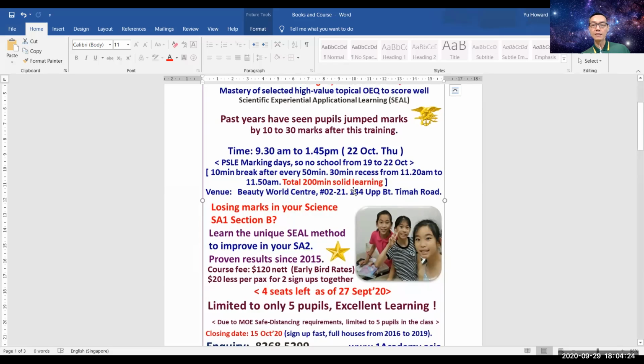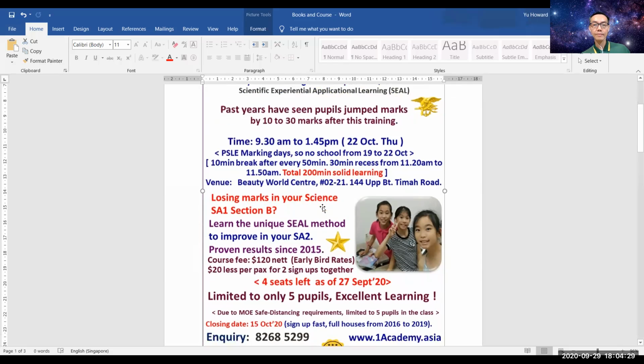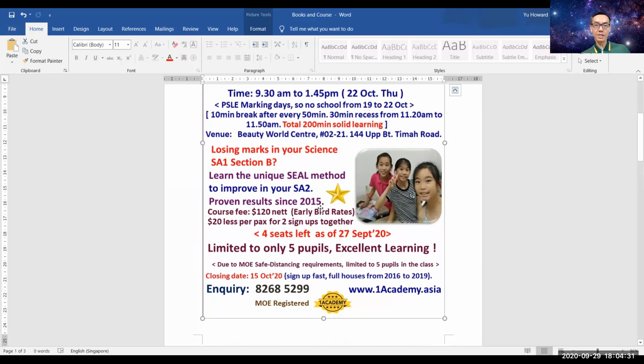This building is actually the building where a McDonald's restaurant is located at level 1 and mine is at level 2. And they have proven results since 2015. There were students from P5 after they come for my one-day course, and this is P4, P5 even more difficult. I've seen students improve up to 50 marks after a 1 or 2 days training with me. So there's a past track records. And if you sign up with 2 or more students together or pupils, there's a 20% discount for each person. So do hurry, we have 4 seats left.